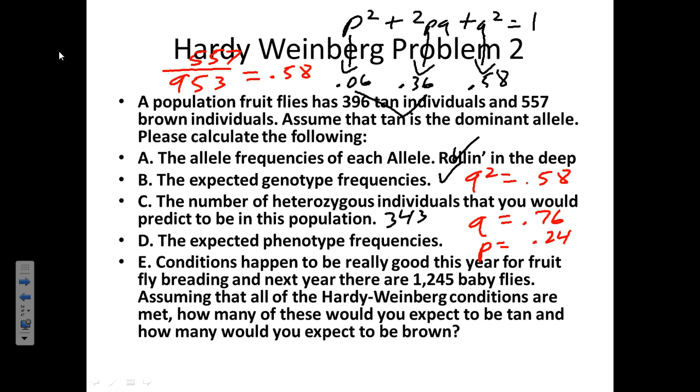And then E says, conditions happen to be really good this year for fruit fly breeding. Next year, there are 1,245 baby flies. Assuming that all of the Hardy-Weinberg conditions are met, how many of these would you expect to be tan, and how many would you expect to be brown?